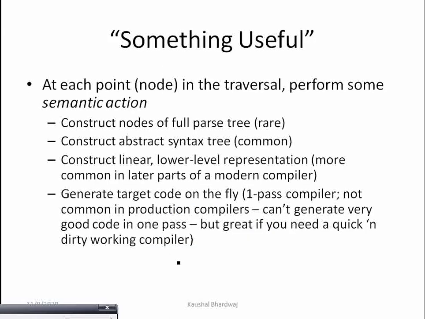Some other useful things: at each node during traversal, we can do some more things, like construct full parse trees, construct an abstract syntax tree, construct linear lower-level representations, and we can also generate target code while traversing. This is usually done in one-pass compilers.